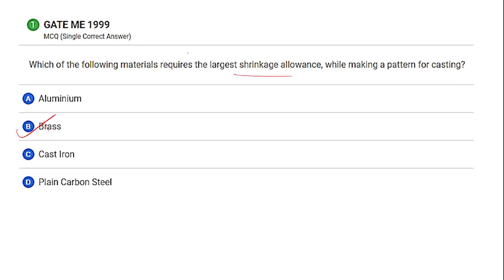What is the maximum allowance we give for total shrinkage? For which material? Ma'am, for plain carbon steel. Steel. Okay. What is the largest for solidification? Aluminium. Okay. Largest for liquid and solid? Ma'am, it's brass for liquid. Yeah. Okay.